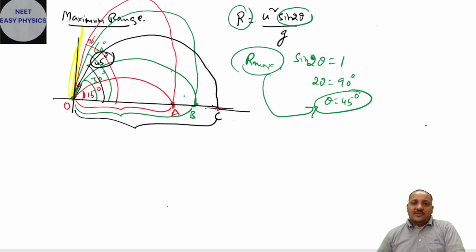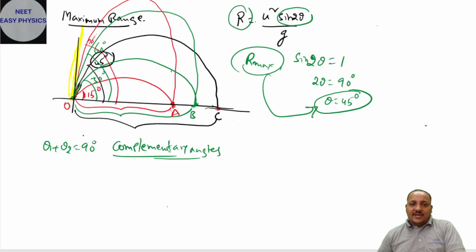But here another point is for you, whenever 15 degrees and 75 degrees, whenever 30 degrees and 60 degrees come, your ranges are going to be equal. How did this come? What are these angles we will call? If the sum of two angles is 90 degrees, those angles we will call complementary angles. This is completely a mathematics term, complementary angles. If two angles sum is equal to 90 degrees, those angles we will call complementary angles.